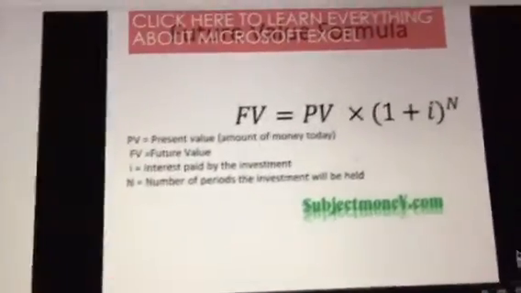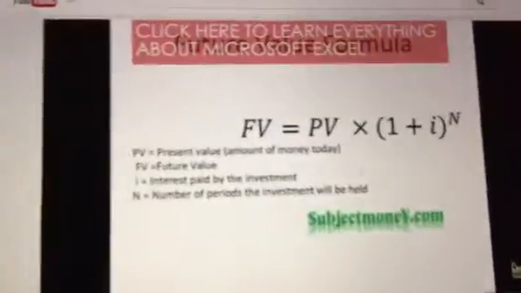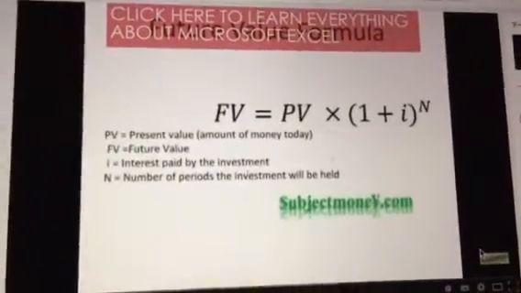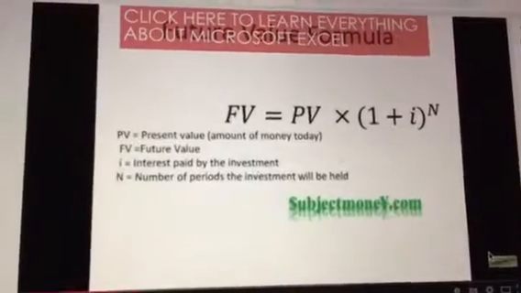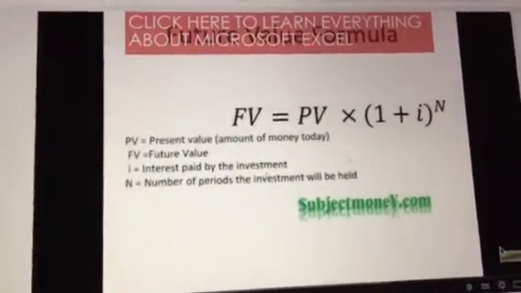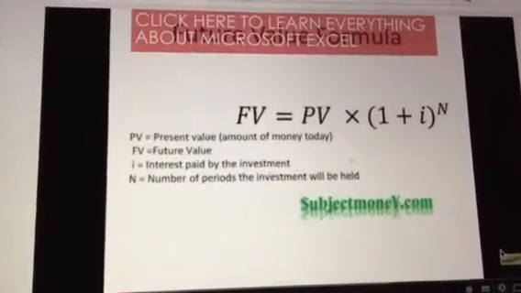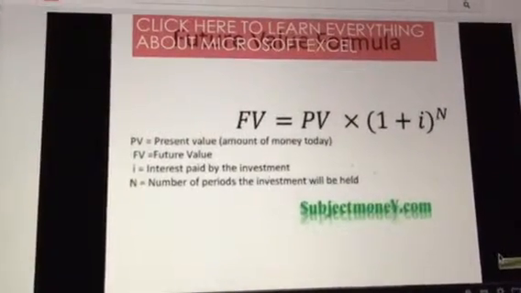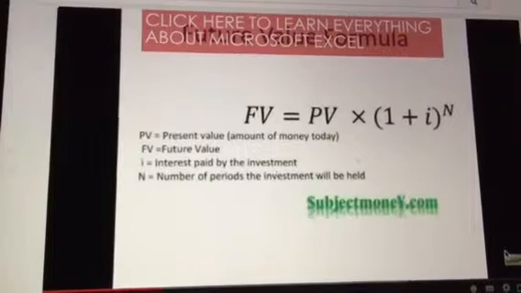When conducting this formula, you need to make sure that N and I match. In other words, if I is an annual percentage rate, then N, your periods, needs to be years. If I is a semi-annual interest rate, then N would be 6-month periods.